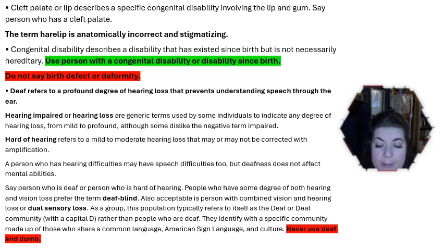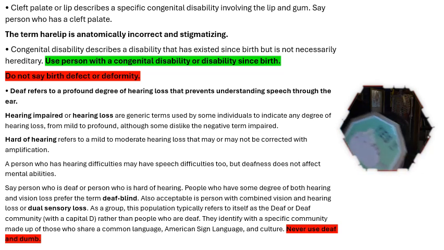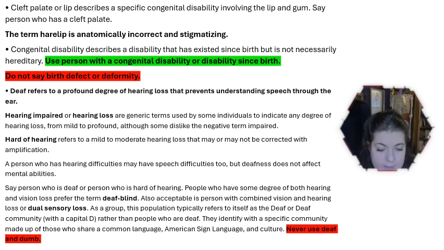Some people have a degree of both hearing and vision loss and prefer the term deaf blind. Also acceptable is person with combined vision and hearing loss or dual sensory loss. Do not use deaf and dumb or deaf and mute.